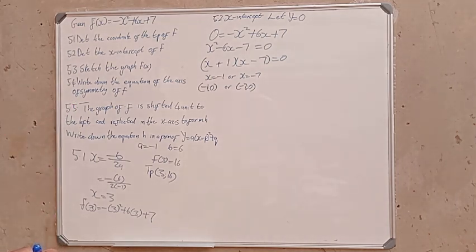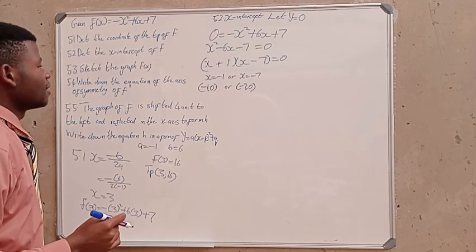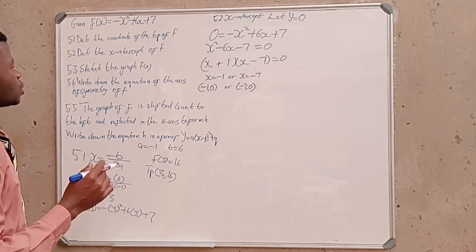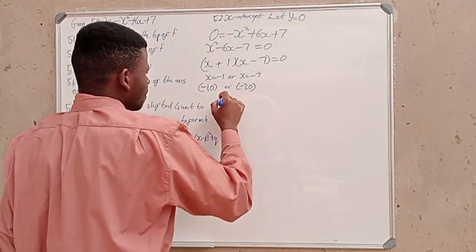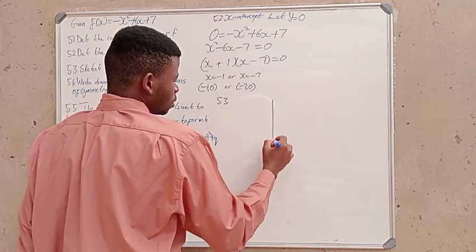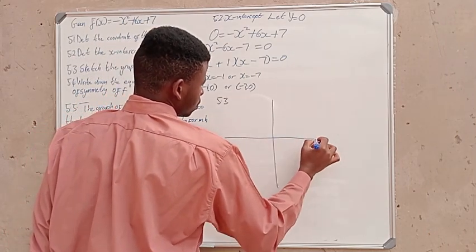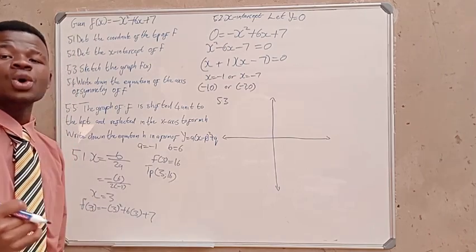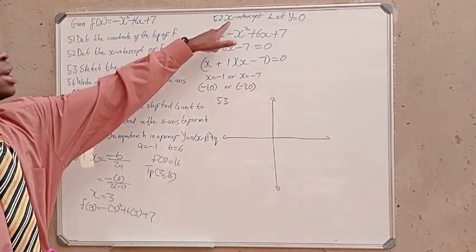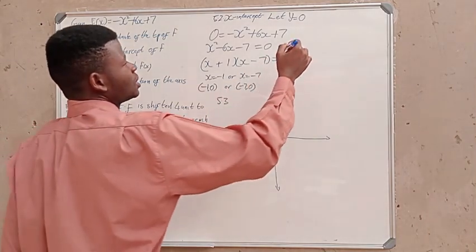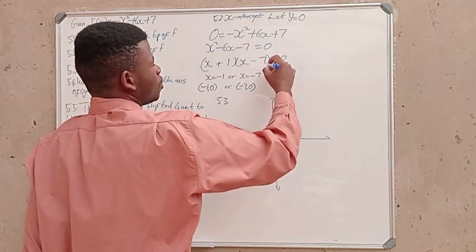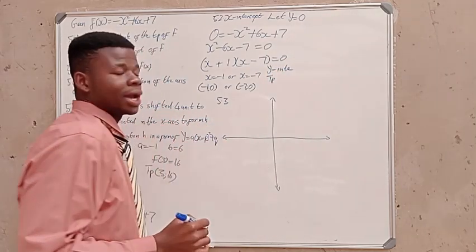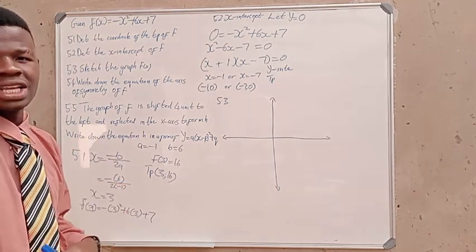Okay, so we are done with 5.2. We go to 5.3. 5.3 says sketch the graph of f of x. So when they say sketch the graph, guys, you need to have your x-intercept, your y-intercept, and your turning point. You need to have those 3 things in mind.